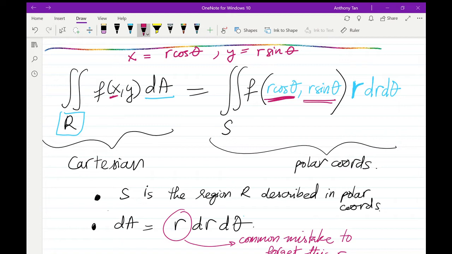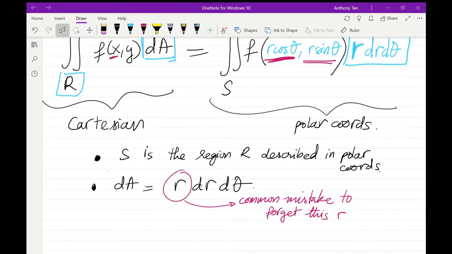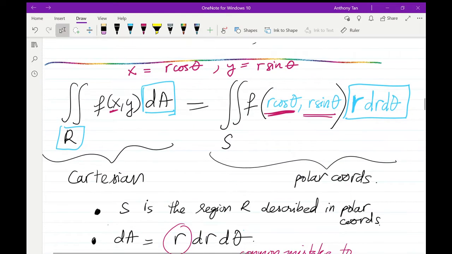Then the area dA is now turning into r dr d theta. So dA is now r dr d theta. It is a common mistake to forget the r when you translate dA; it should be r dr d theta, not just dr d theta. So do not forget about this r here.